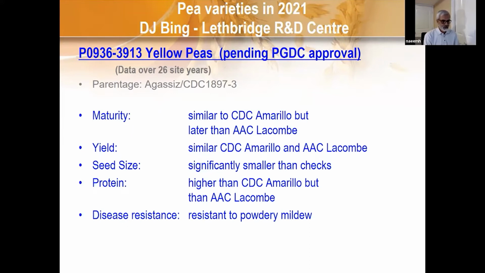Seed size is significantly smaller than the checks. Protein is higher than CDC Amarillo and AAC Lacombe. It's resistant to powdery mildew.